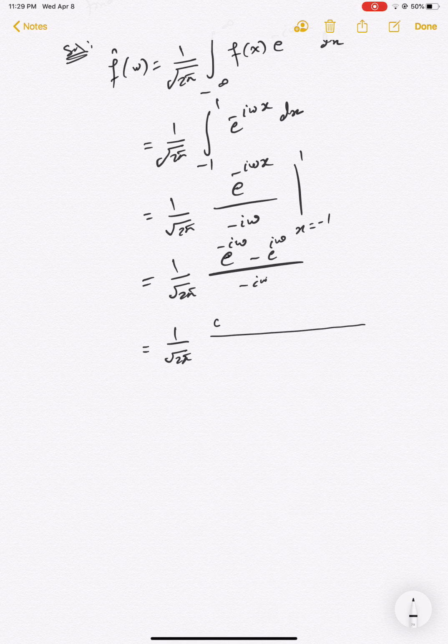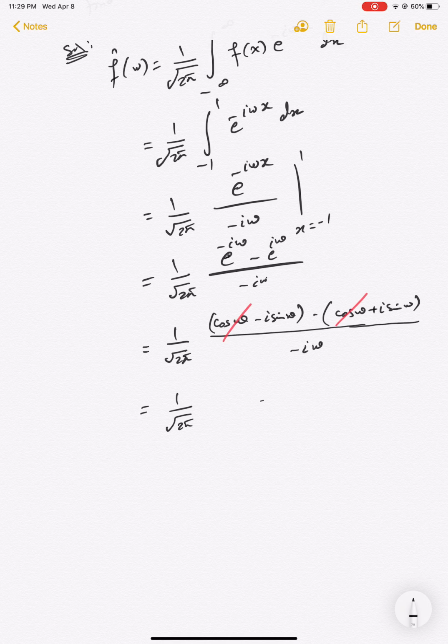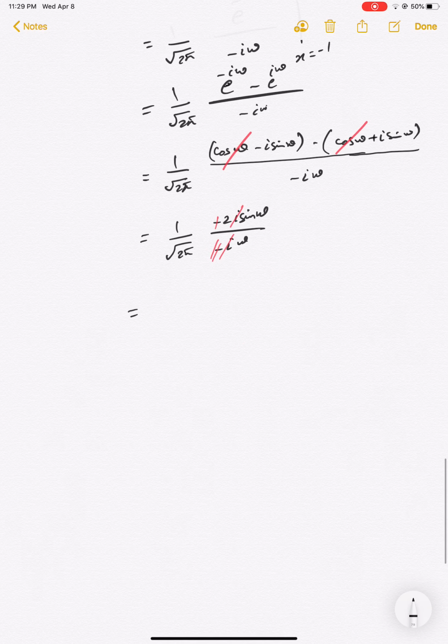What is e to the minus i omega? It's cosine omega minus i sine omega. Then what is e to the i omega? It is cosine omega plus i sine omega, over negative i omega. Now for us, the cosine is cancelled. Then what is left is just 1 over root 2 pi. Up you have minus 2 i sine omega. Down you have minus i omega. And now I can cancel the negative with the negative, the i with the i, the 2 with the 2 in root 2. So basically what's left is just root 2 over pi, sine omega over omega.